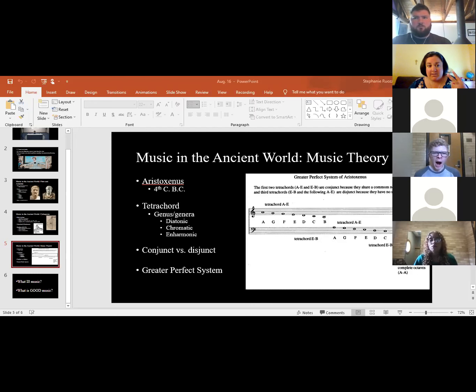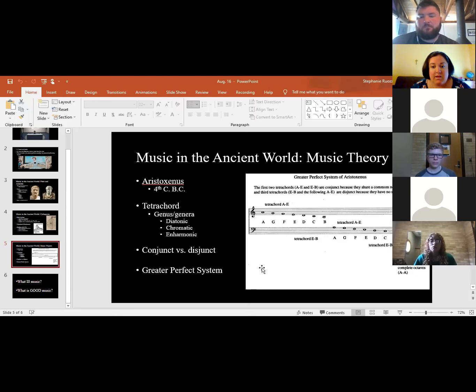The second genus of tetrachord is the chromatic one, and it goes down 1.5 steps, then a half step, then another half step. The third and final genus of tetrachord is the enharmonic one. This is the one that sounds really freaky to modern ears because it goes down 2 steps, then a quarter step, and then another quarter step. Is everybody with me on those 3 genera and the intervals that comprise them?